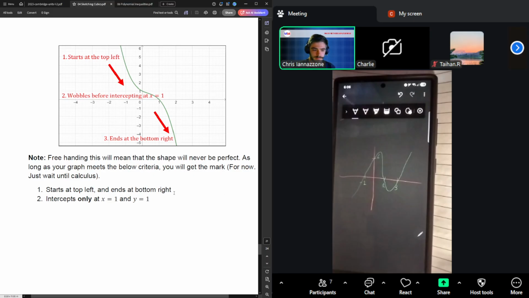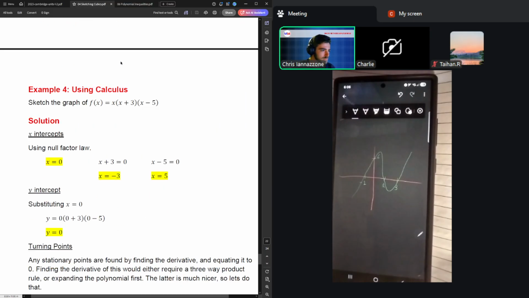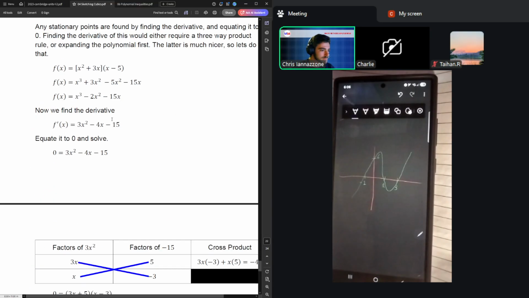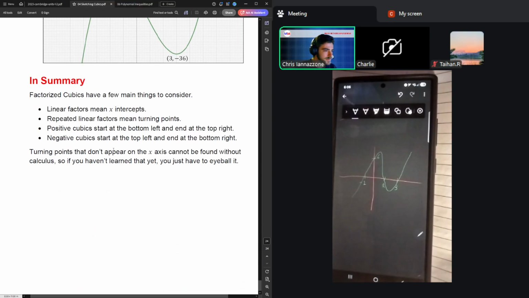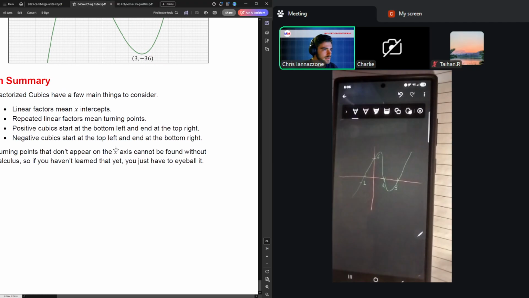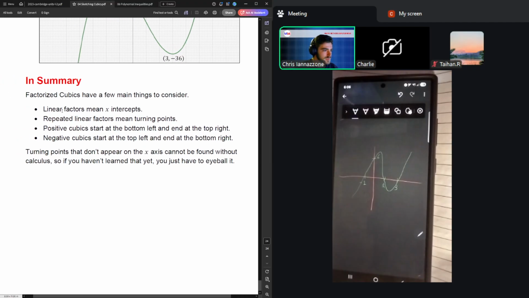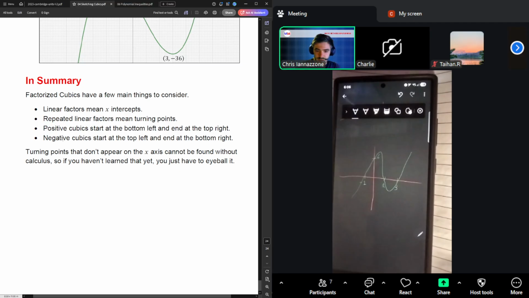Cool. I'm not going to go into detail there, this is for when we hit calculus. That is factorized cubics. So we've got your linear factors, repeated linear factors, and whether it's positive or negative. Those are the key things that you're looking for when solving these kinds of questions. Any conceptual things I should clarify before we do a question live together?